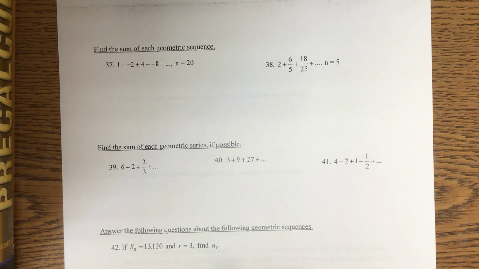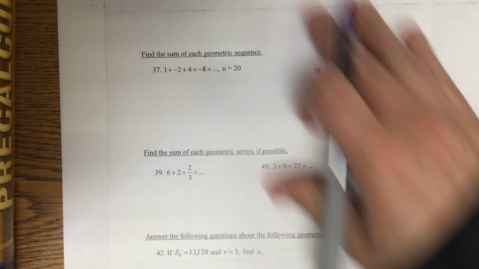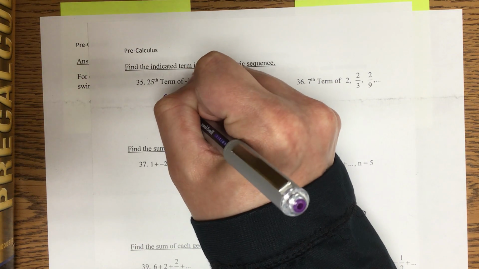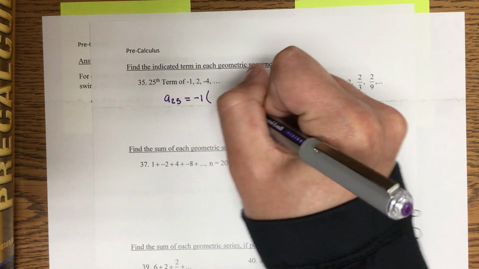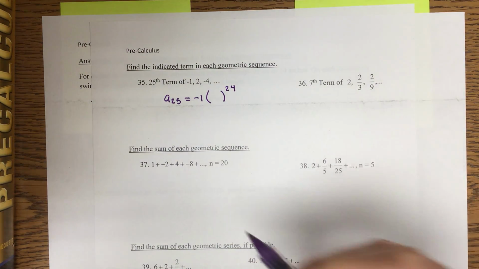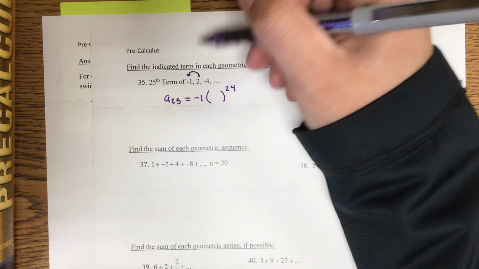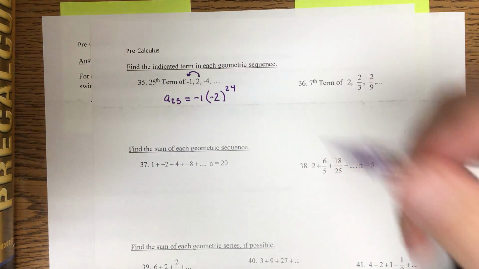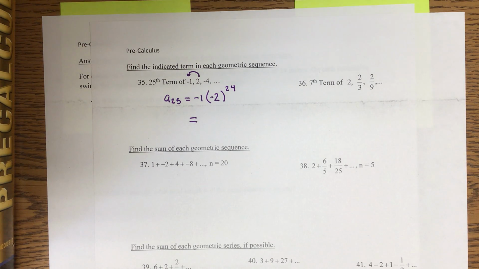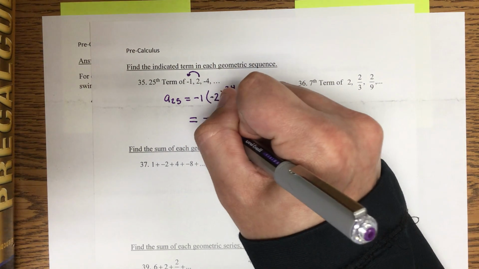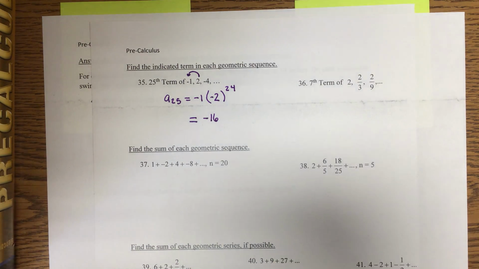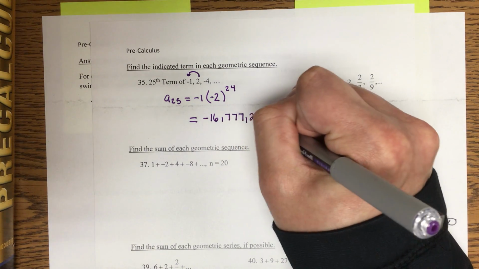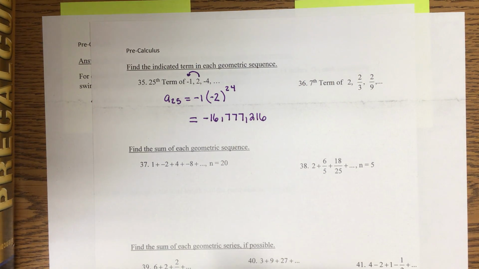And so the second to last page is probably the most important part over geometric sequences. It says find the indicated term. So this would be find the 25th term. You just have to know what the ratio is. So you take the second term and divide by the first. So 2 divided by -1 is -2. Raise that to the 24th power, and then multiply that by -1. That answer is pretty large, negative 16,777,216.